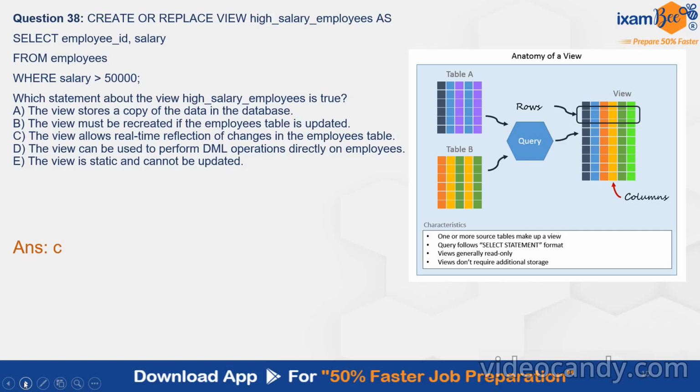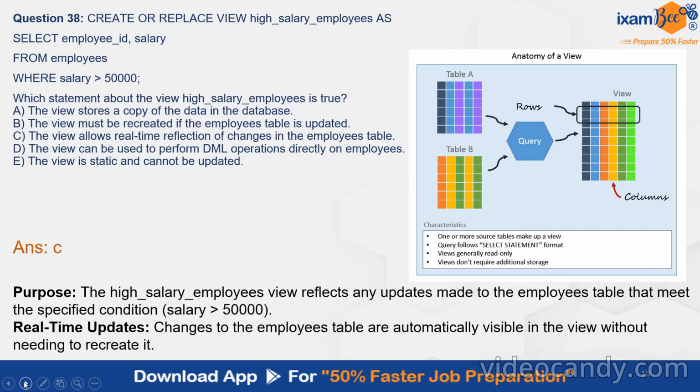So a view is basically like a virtual table. It dynamically fetches data from base tables. Okay. For example, here if we see the high underscore salary underscore employees view shows employees with salaries greater than 50,000. Okay. So updates in the base table automatically reflect in the view.